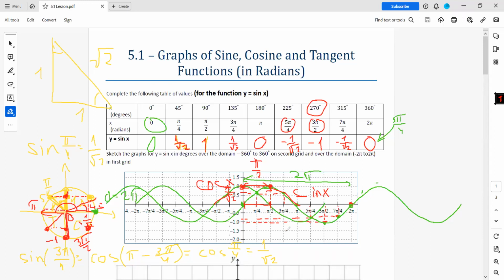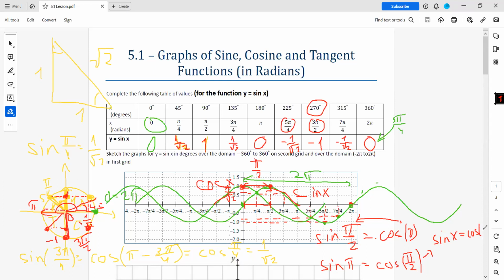Basically, what else can you tell? That sine of pi over 2 equals to cosine of 0 degrees. And between every point, you're going to have this offset of pi over 2. For example, sine pi equals cosine of pi over 2. Basically, what conclusion can we make from here? Also, that sine x equals cosine of x minus pi over 2.